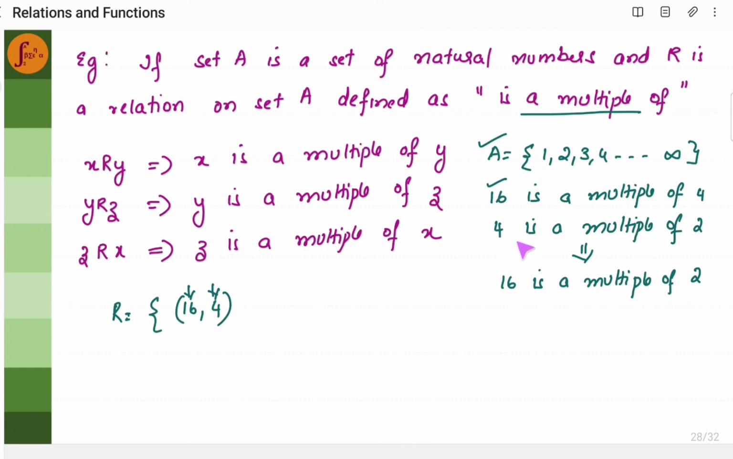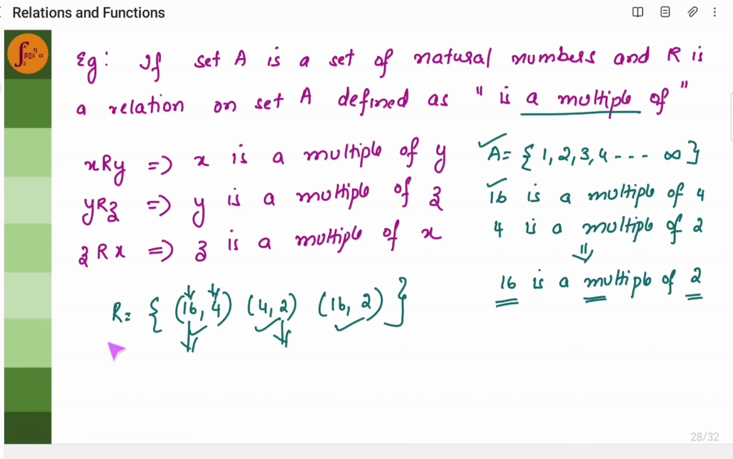Now, next one is if 16 is a multiple of 4 and 4 is a multiple of 2. Then, if these two pairs are there in R, then by transitive relation, 16 should be a multiple of 2. That is, you're taking this one and this one, you should have (16, 2). And if you observe, 16 is a multiple of 2. Hence, it satisfies the condition for transitive relationship.